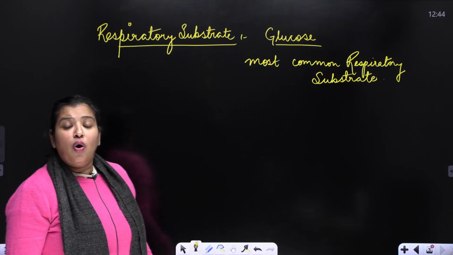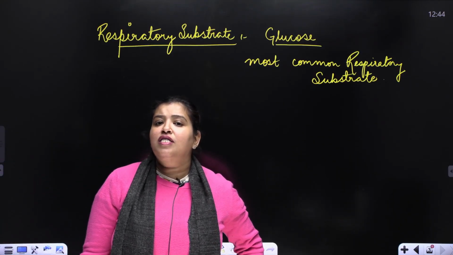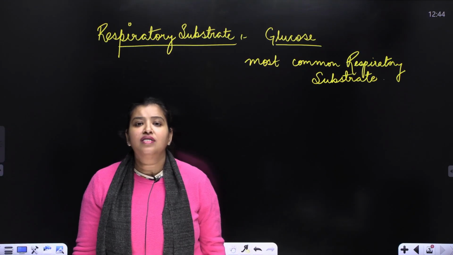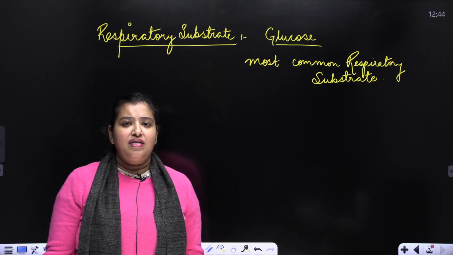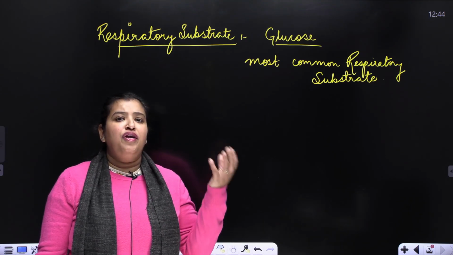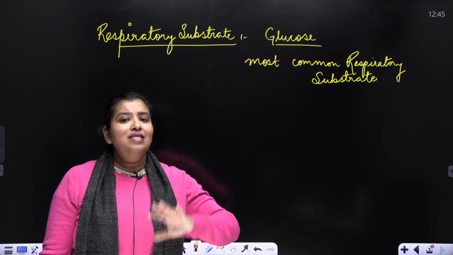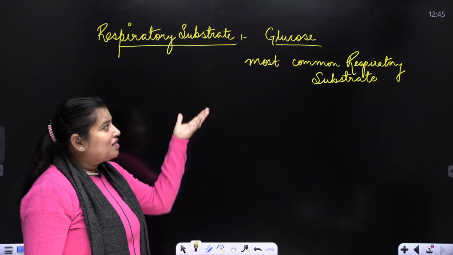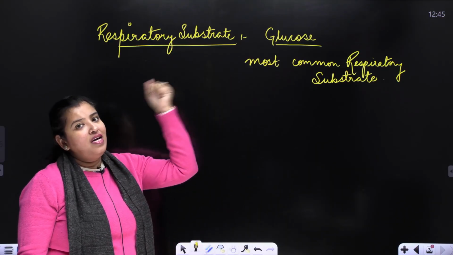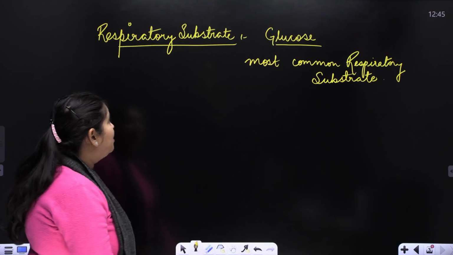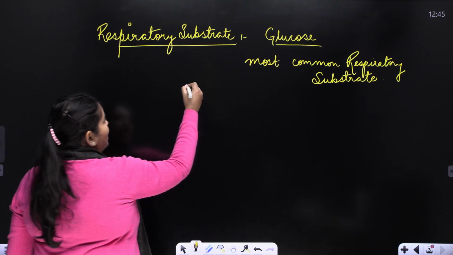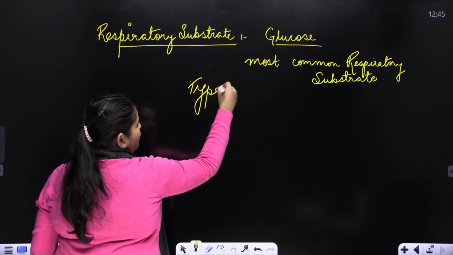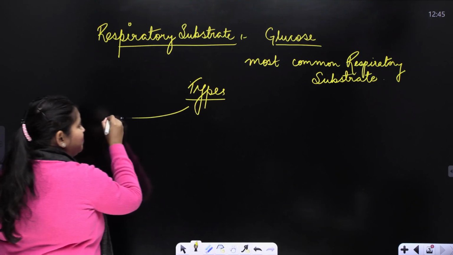Now, this doesn't at all mean that fats and proteins cannot be used as a respiratory substrate. Fats and proteins can be used as a respiratory substrate, but the amount of energy you get will be less and it will take time. That is why I said glucose is the most common respiratory substrate. Fine. Next, what are the types of respiration? Do you know? There are two types of respiration.